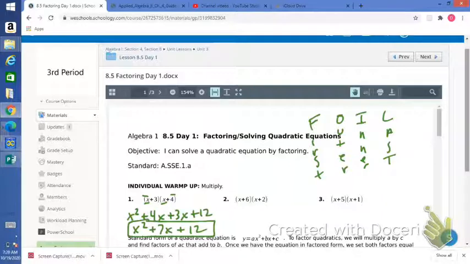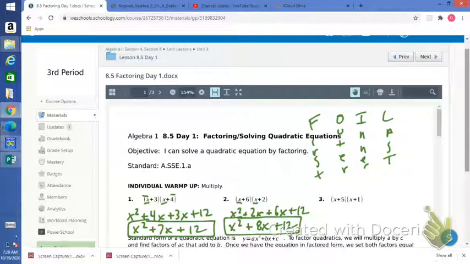Okay, for the next one, same thing, x times x. We multiply what's first in each of those terms, so it's going to give us an x squared, and then the outers, that's an x times 2, so plus 2x. The inners plus 6x, the last plus 12. So we have x squared plus 8x plus 12.